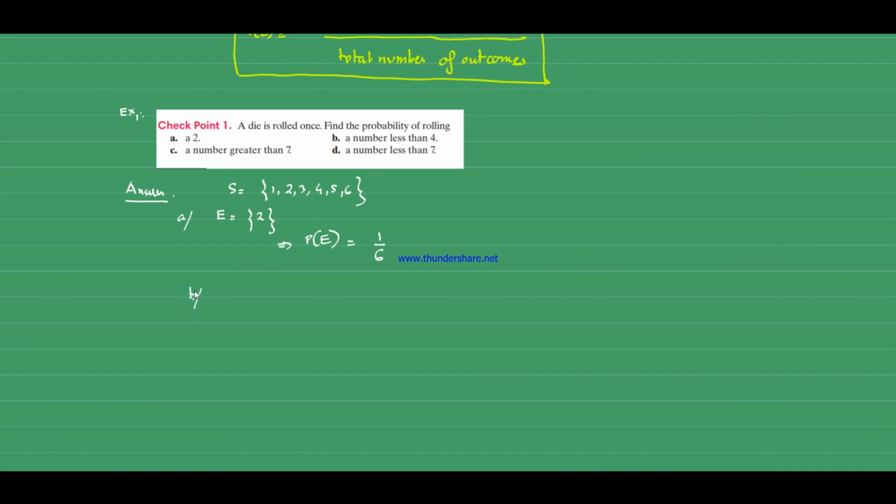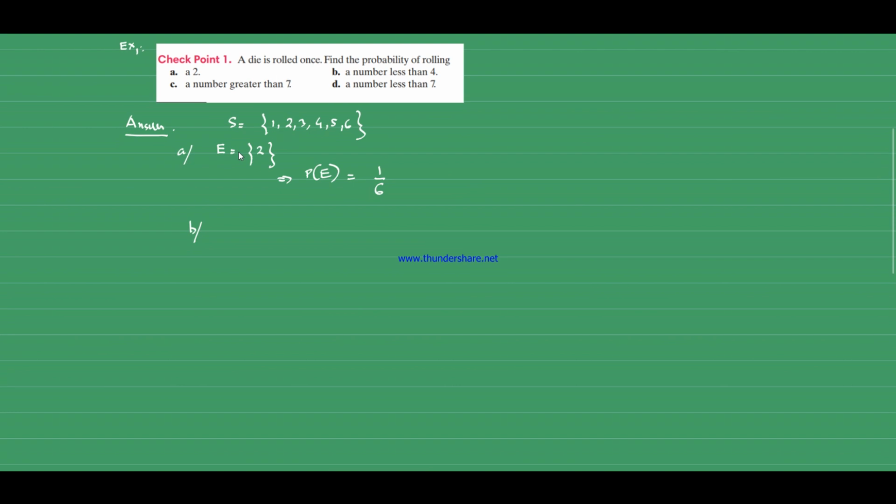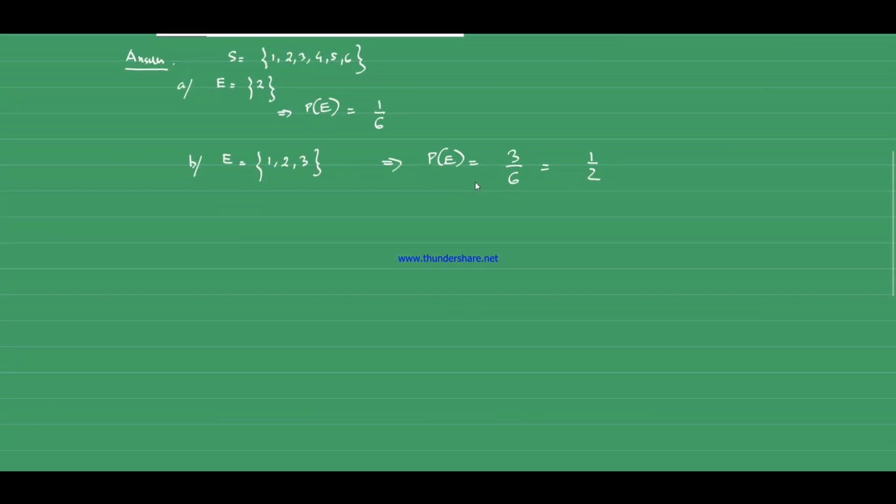Now for question B, the event set is different. The event set is now not 2, but any number less than 4. So it could be 1, 2, 3. There are 3 elements in the event, so the probability of this event will be 3 over 6, with 3 elements in the event and 6 elements in the sample space. So it will be 1 over 2.